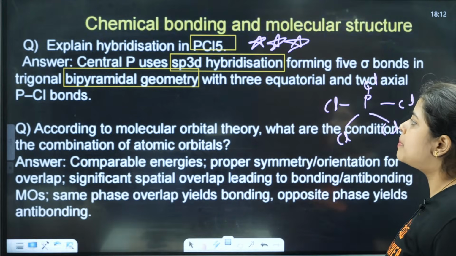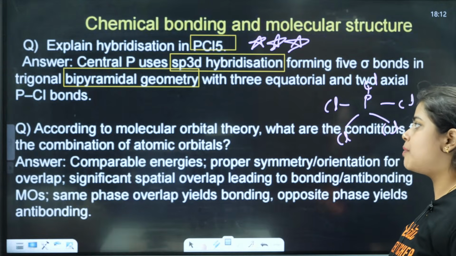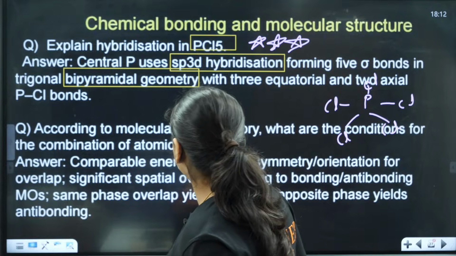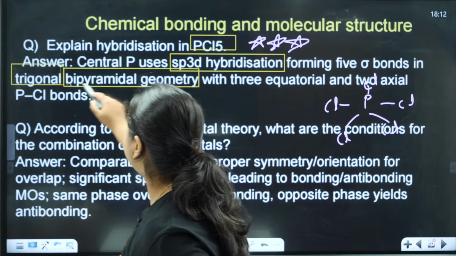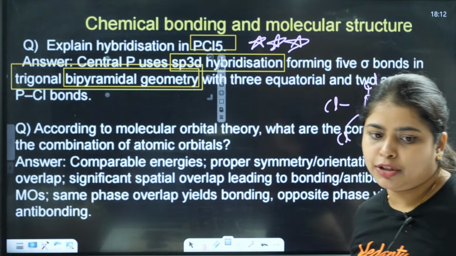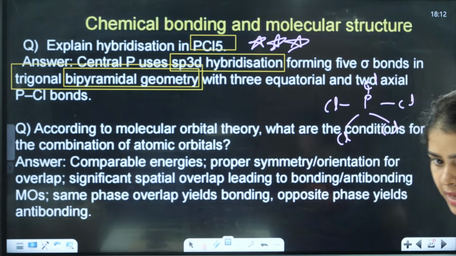Clear? You should remember PCl5 has sp3d hybridization with trigonal bipyramidal geometry. It has what? Trigonal bipyramidal geometry. Come on, message in the chat box, then only I'm going to get it. Krishna, is your doubt clear?